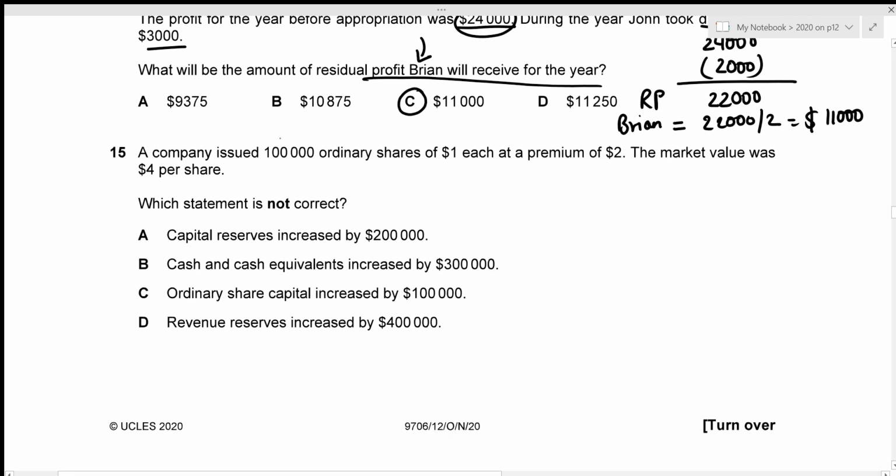A company issued 100,000 ordinary shares of $1 each at a premium of $2, and the market value was $4 per share. Which statement is not correct?